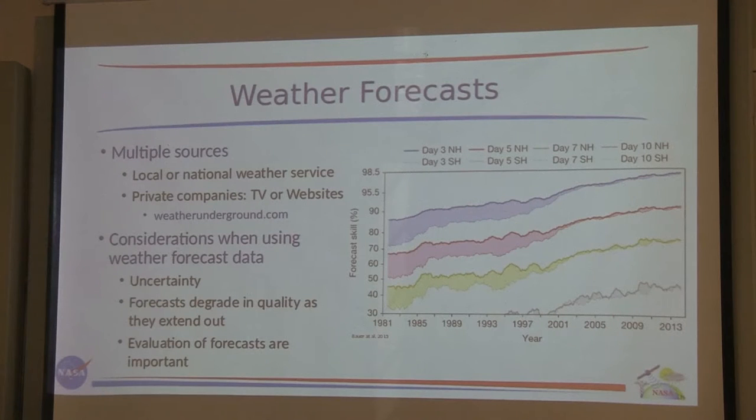And you're going to have then two sources of error. First, your model might have some error associated with it, but also the data you're feeding it is also going to have some error associated with it as well. So keep that in mind. The further you go out, generally the forecast is going to degrade in quality.